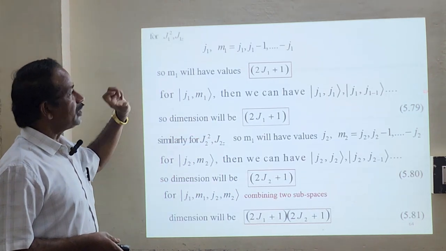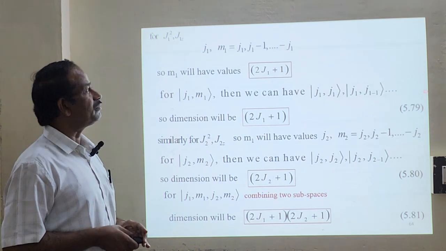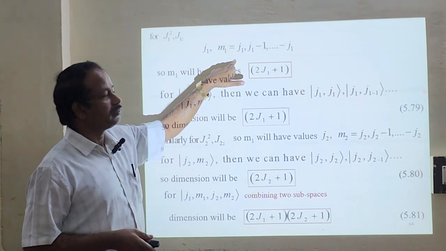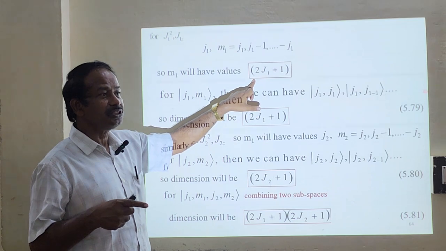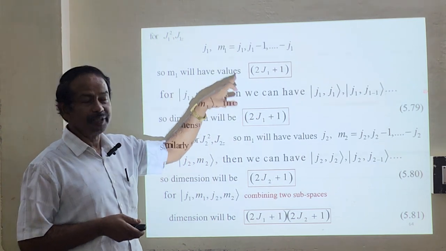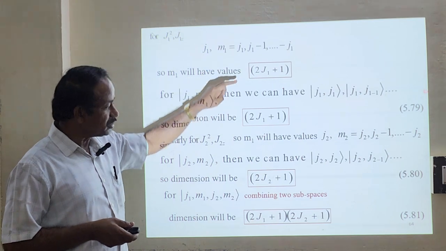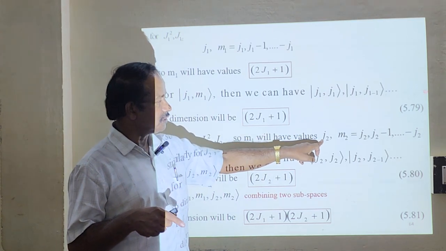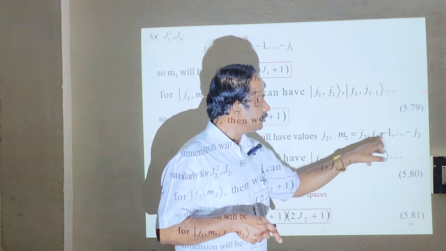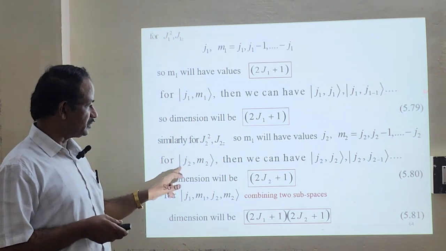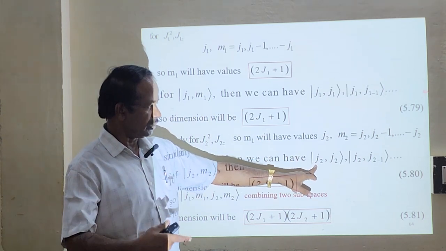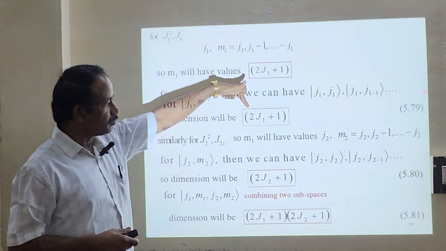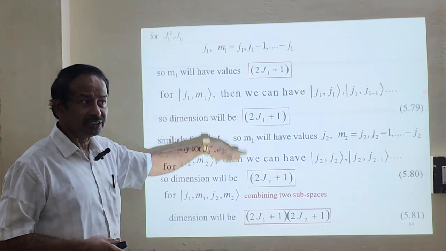So now, how many values can it accommodate? As we know, for J1, M1 goes from minus J1 to plus J1. So how many values will it take? It will take 2J1 plus 1 values. The dimension of this one will be 2J1 plus 1. The dimension of the second one will be 2J2 plus 1, because for J2, M2 goes from minus J2 to plus J2. So we have 2J1 plus 1 and 2J2 plus 1. This is for the individual dimensions.